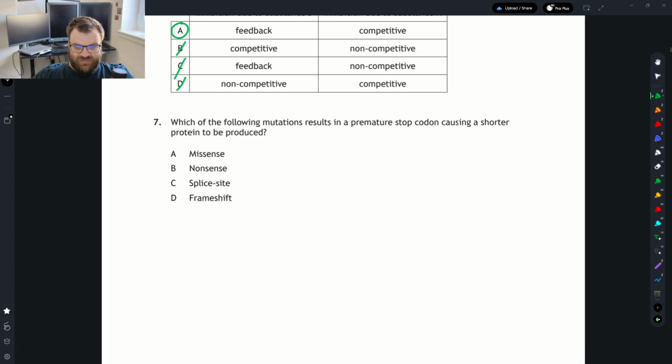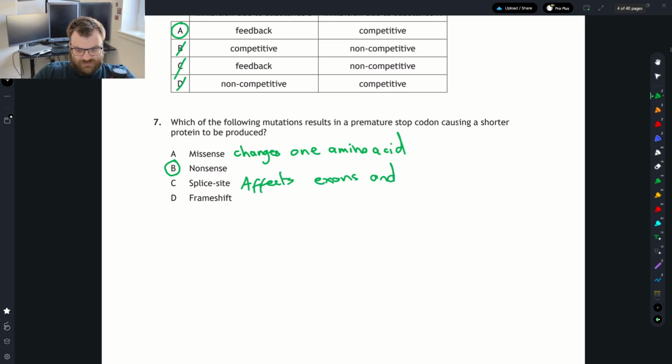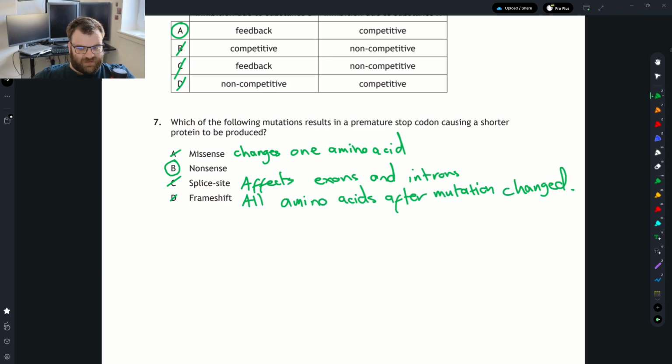Next one, if you have got a premature stop codon, you've got a shorter protein, that protein will be a nonsense mutation. When we're dealing with missense, we'll have a different amino acid in the chain. It could have no effect, it might have a subtle effect on it. It wouldn't cause a shorter protein to be produced. When we're dealing with splice site, it affects exons and introns. Which isn't what we want here. Frame shift, all amino acids after the mutation are affected. And that's not what they're talking about in this question.